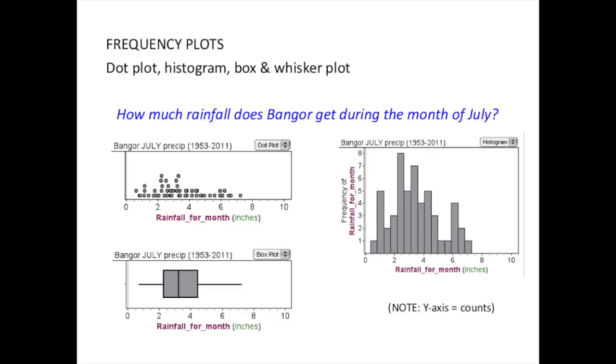This slide shows the 3 different graphs for answering the research question, how much rainfall does Bangor get during the month of July? You can see again the frequency plot with the rainfall for the month in inches on the x-axis and then the frequency dots plotted on the y-axis. Below the frequency plot you can see a box and whisker graph of the same rainfall data for the month of July in Bangor. And on the right, you can see a histogram showing the same exact data for the month of July in Bangor.